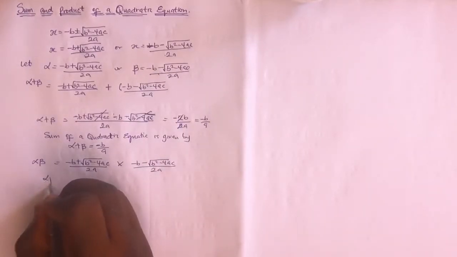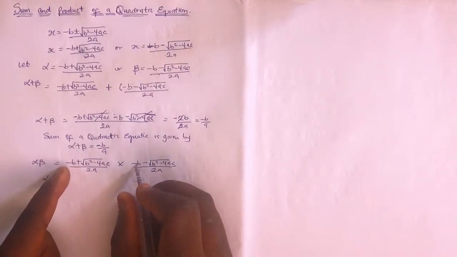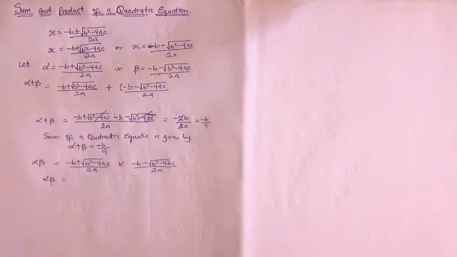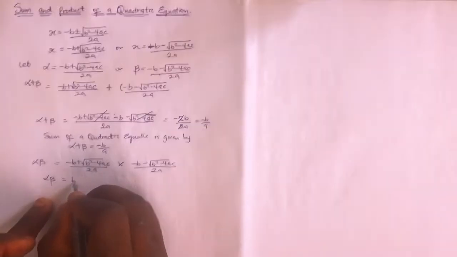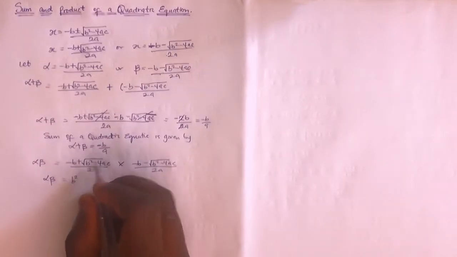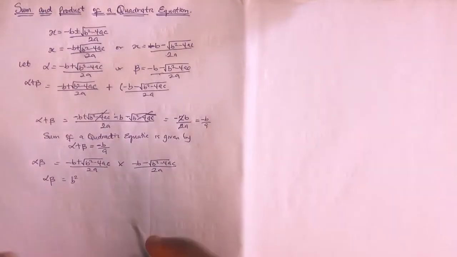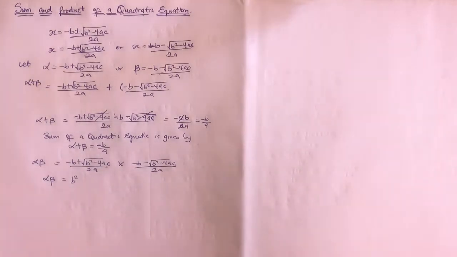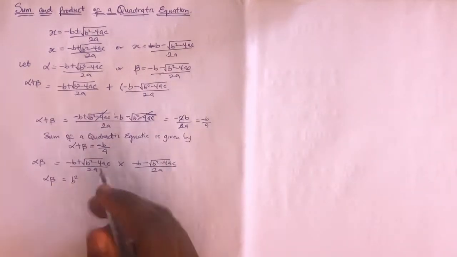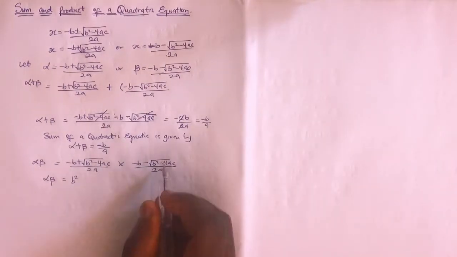Then this is my alpha beta equals to, if you look at this, minus b multiplied by minus b will actually give me plus b squared, so that I will be having plus b squared here. Now, plus root of b squared minus 4ac multiplied by minus root of b squared minus 4ac. If you look at this, the variables inside are equal, right? And if I multiply this together, that means the roots will cancel each other since the variables are equal.